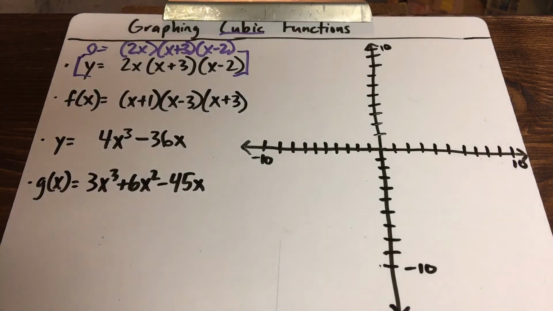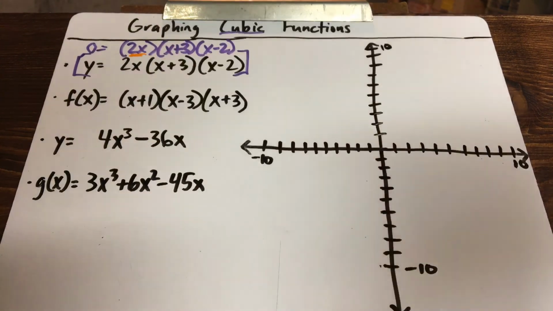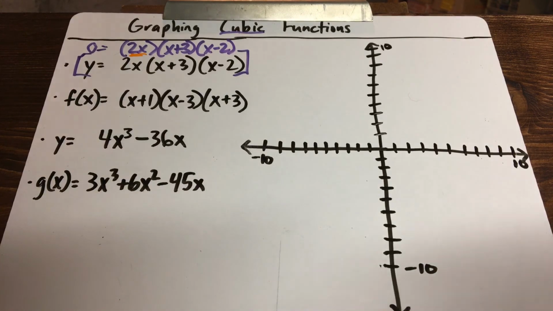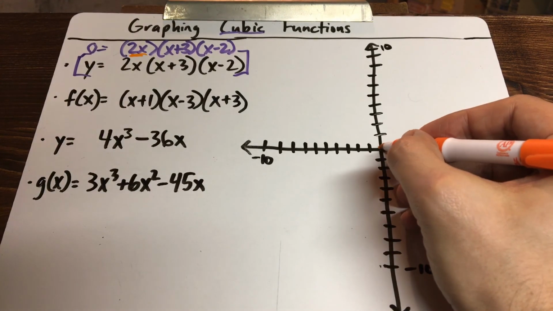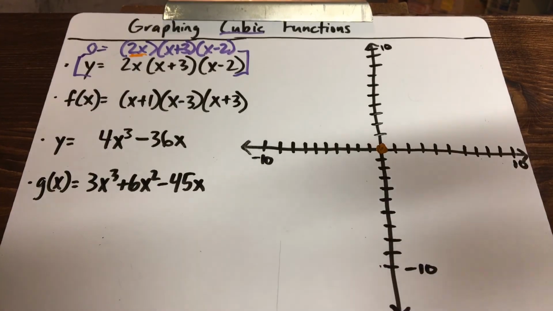So you could just do a quick little survey and ask yourself, what number would I have to substitute in for the x to make that parentheses equal 0? 2 times what equals 0? That's obviously 0. So look where I'm going to put a dot. I'm going to put a dot right at 0 on the origin. That's one of the zeros.